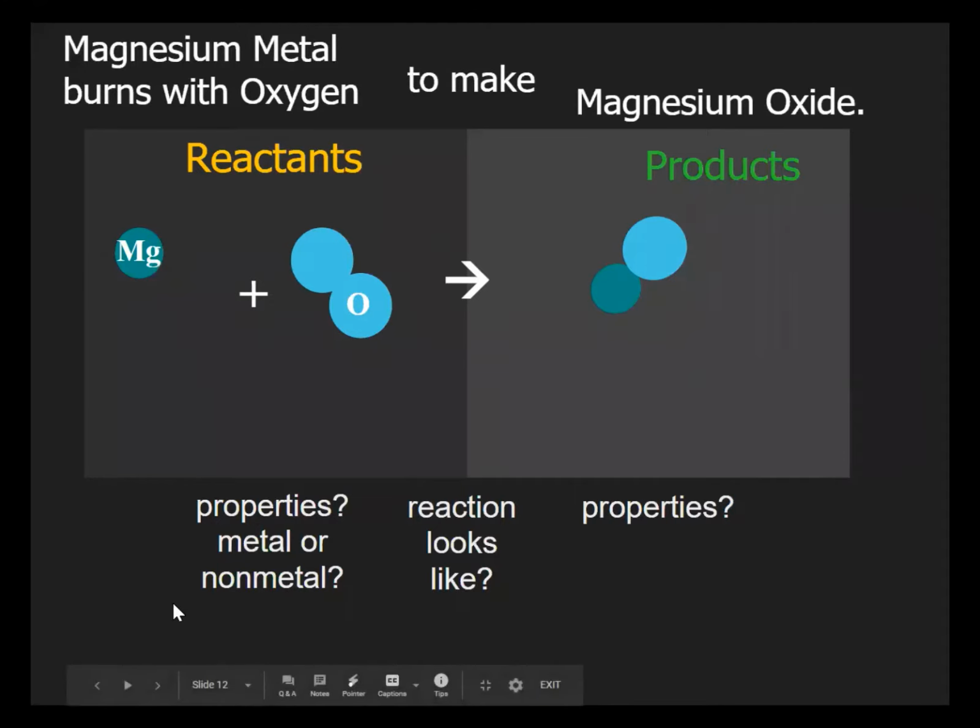And now let's look at, what did you see in the video? What were the properties of magnesium?